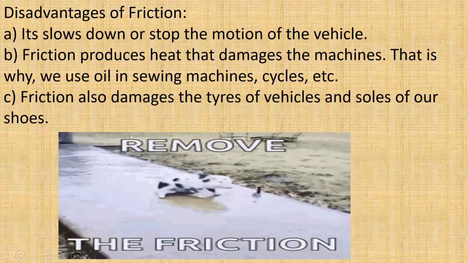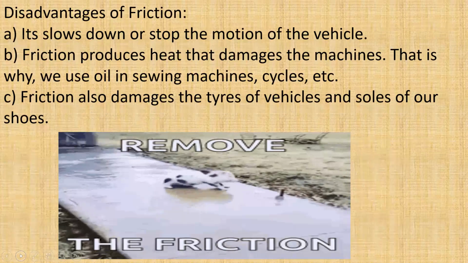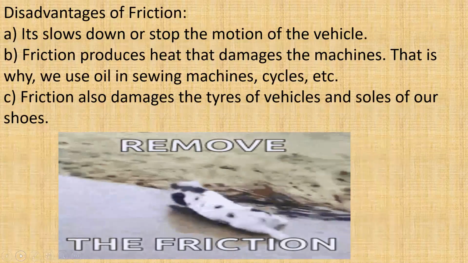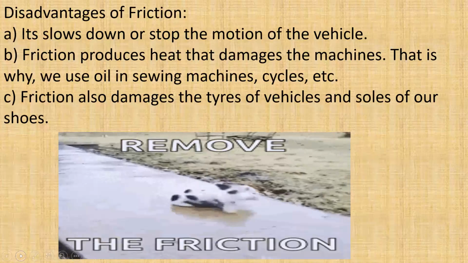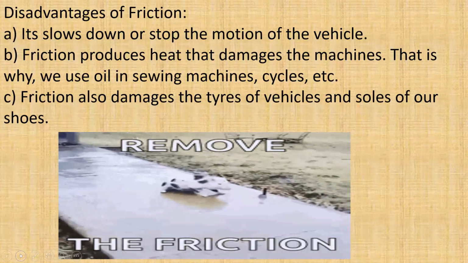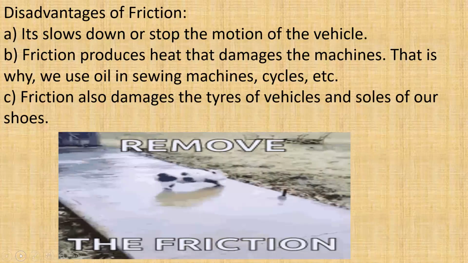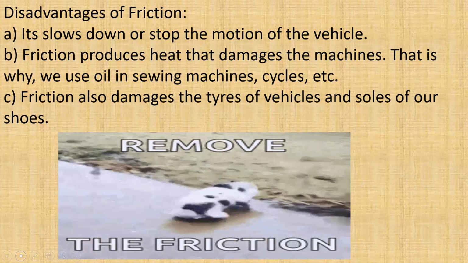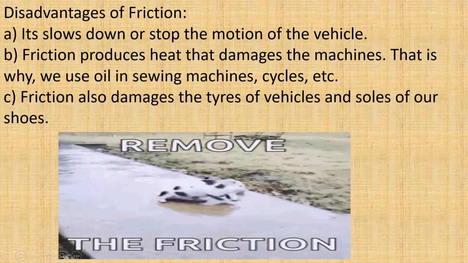Next, coming to the disadvantages of friction. It slows down or stops the motion of a vehicle. It produces heat that damages the machines. That is why we use oil in sewing machines, cycles, etc. Even we may skid and fall. Friction also damages the tires of the vehicles, soles of the shoes, etc.